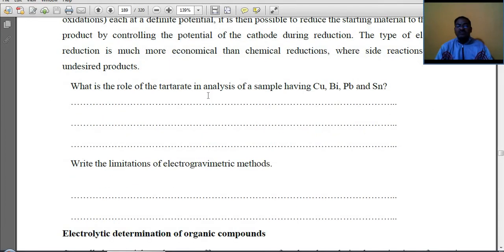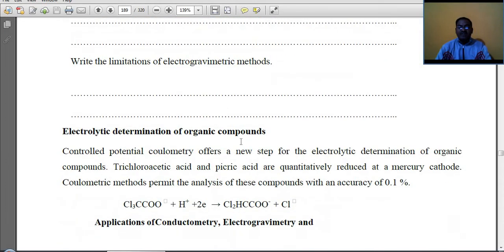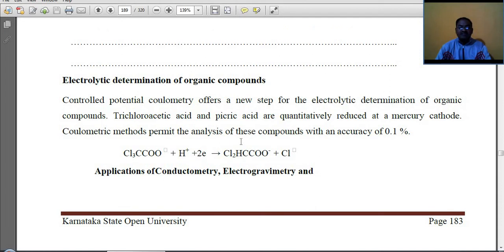What is the role of the tartrate in analysis of the sample having copper, bismuth, lead and tin? Write the limitations of electrogravimetric analysis. Next, electrolytic determinations of organic compounds.